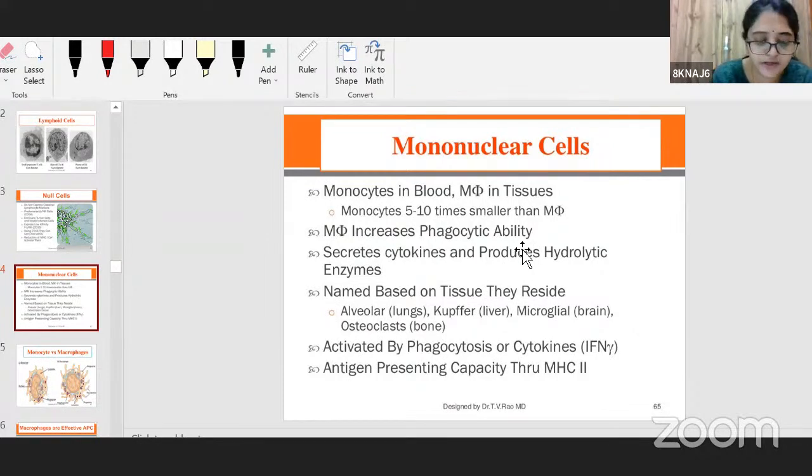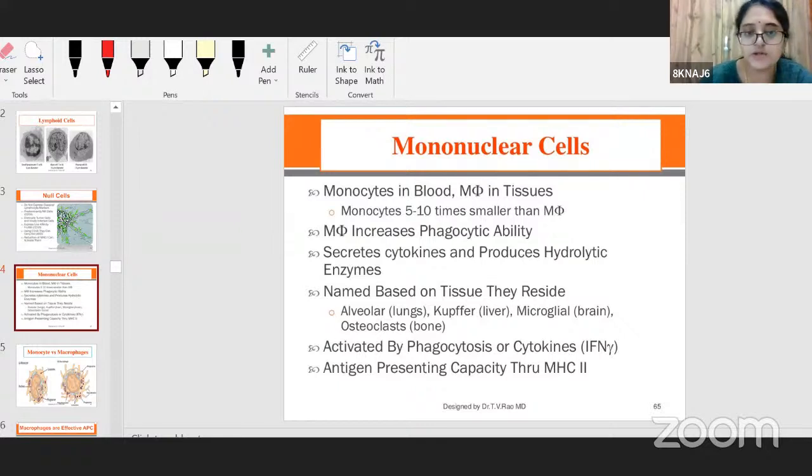They move by amoeboid movement, and macrophage-like cells serve different functions in different tissues. So you have alveolar macrophages in the lungs, Kupffer cells in the liver, histiocytes in the connective tissues, mesangial cells in the kidney, microglial cells in the brain, and osteoclasts in the bone. Then how do they get activated? They also help in the presentation of the antigen through the MHC class II molecules. They get activated with interferon gamma, which is secreted by activated T helper cells.